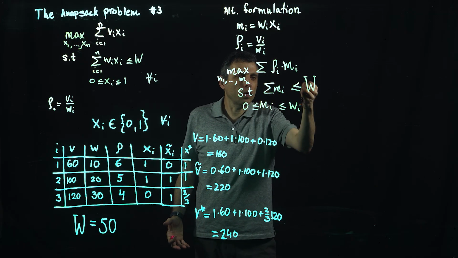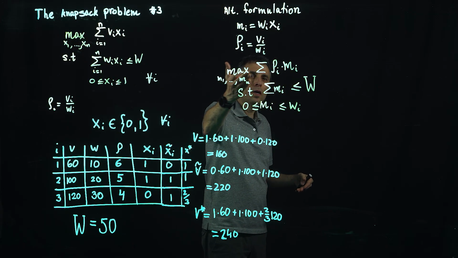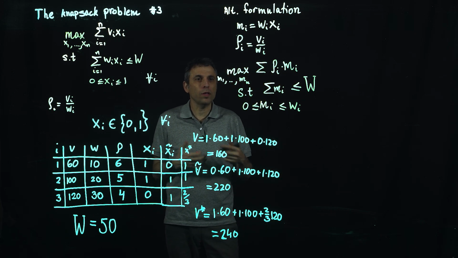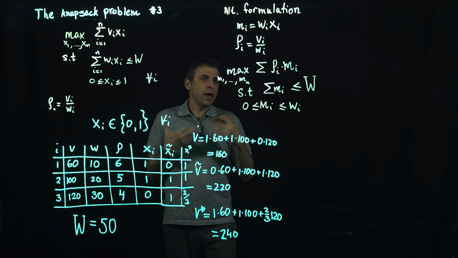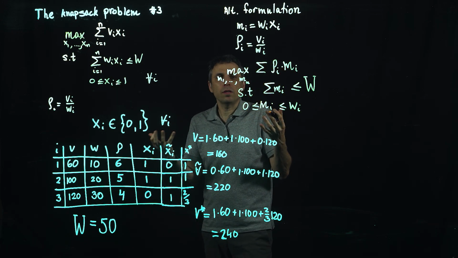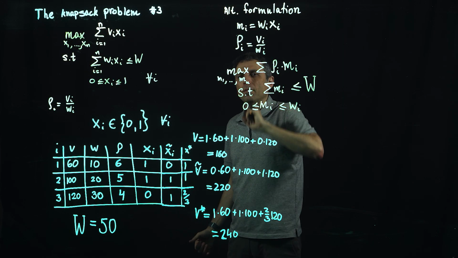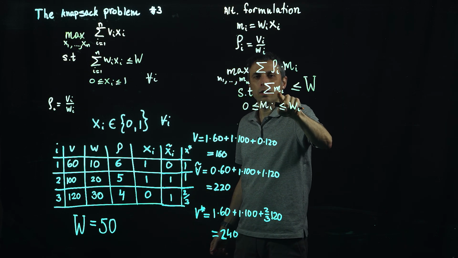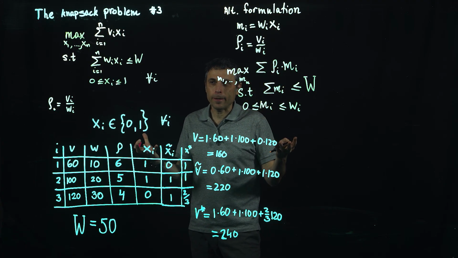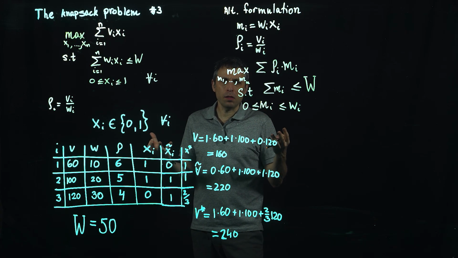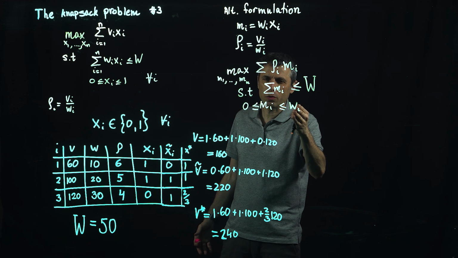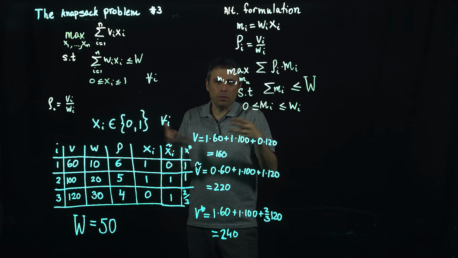I cannot take more than capital W, and I want to maximize density times the mass here, which will give me the value. So that's an alternative formulation. There is no difference, but the point here is that the variables that I'm maximizing over are in a range between 0 and wi rather than 0 and 1. And again, if it is an indivisible situation, the mi can be either equal to 0 or equal to wi, but can't be in between.